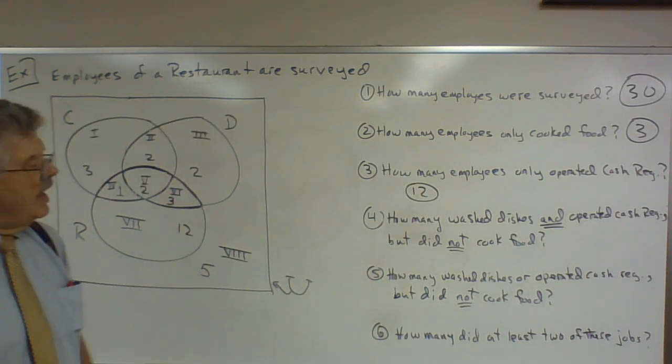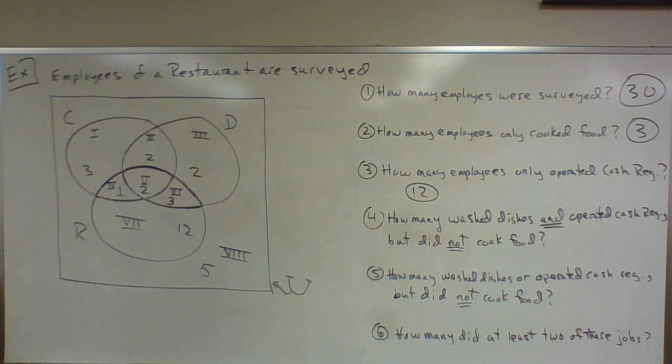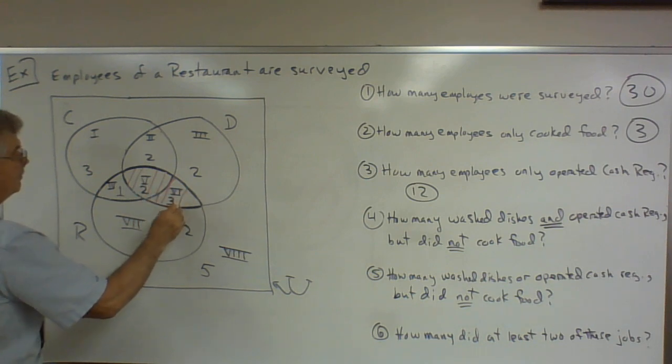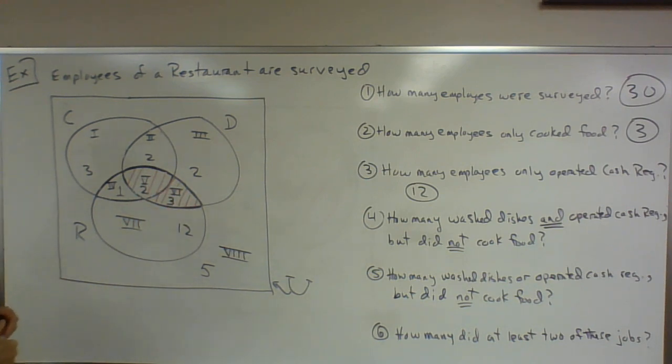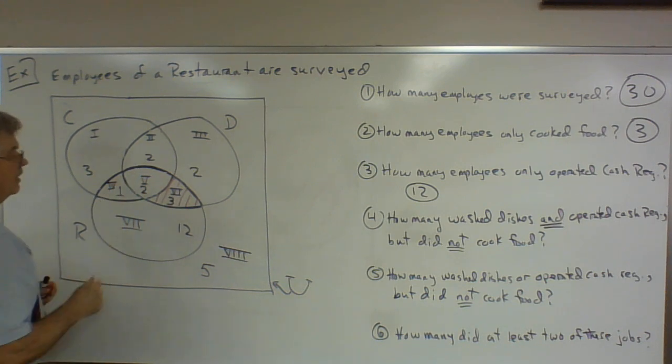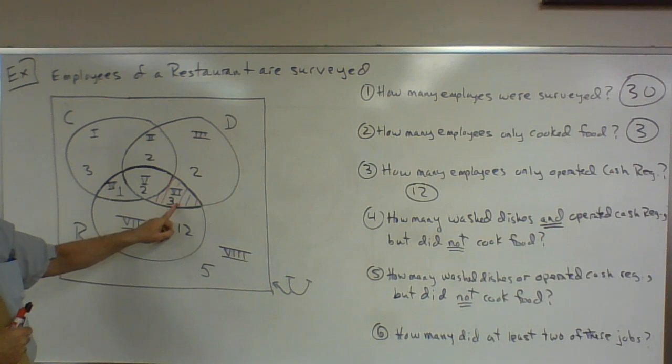Fourth question. How many washed dishes and operated the cash register but did not cook food? Okay. Dishes and cash register. So we're in the dishes circle, and we're in the cash register circle. That's this region. Dishes and cash register, but did not cook food. You know what? This region is in the cook food circle. Region 5 is in the cook food circle, so we can't count that. That leaves just region 6.